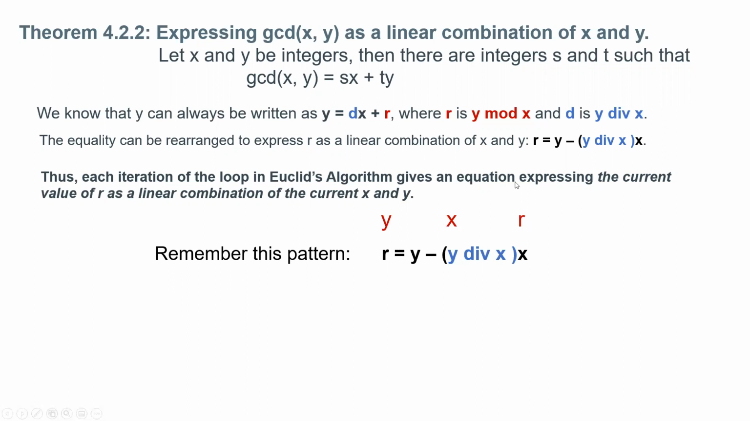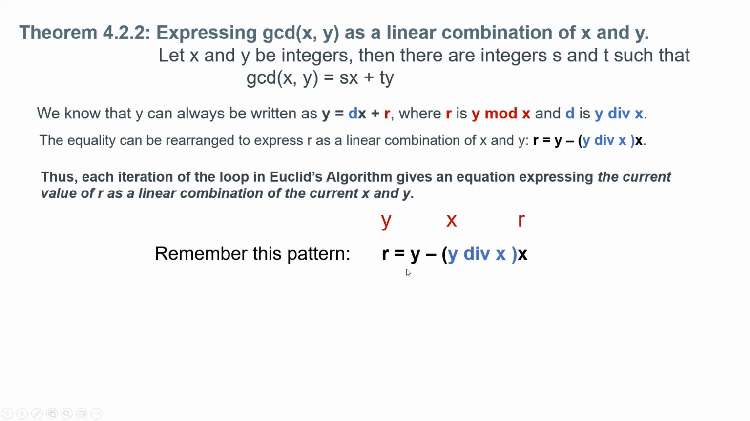Okay. Given an X, given a Y, no matter where we are on that sliding long line of numbers, we could always write R as Y minus, in parentheses, Y div X, then times X. So again, the largest number goes here, the other number goes here. So we can always come up with an equation like that for each time we get a new R. And that's going to be important. We're going to need to do that.